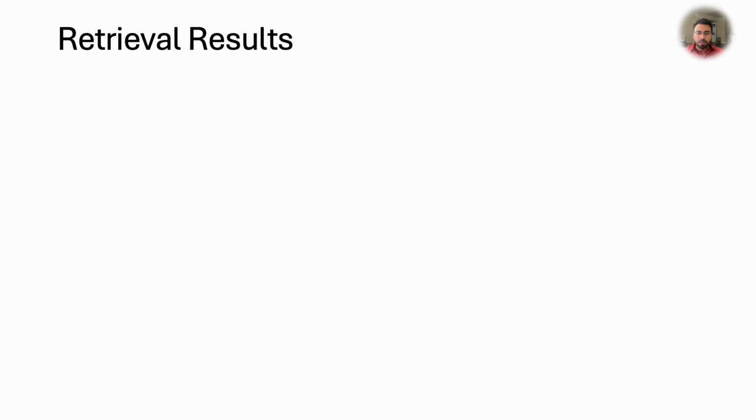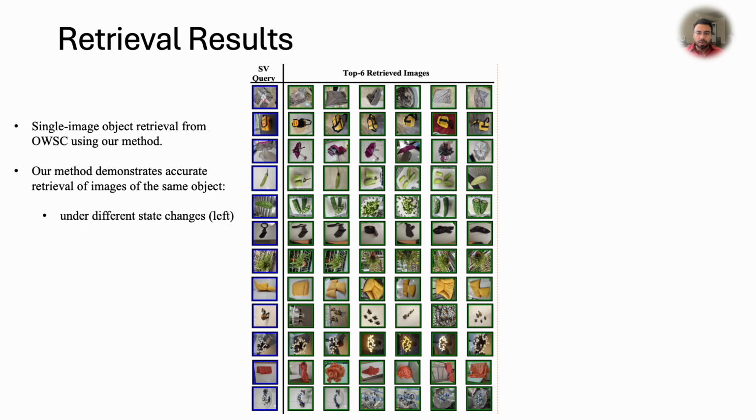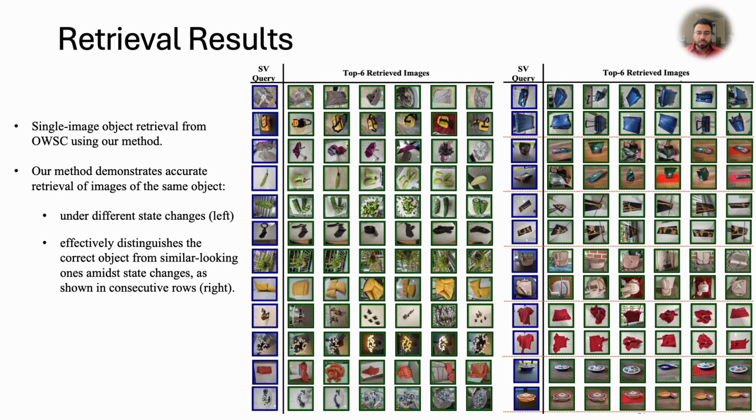We show that our method can accurately retrieve images of the same object under different state changes on the left and distinguish between similar objects shown in consecutive rows on the right, such as blue bags and red tops, and accurately retrieve the images of the correct objects.